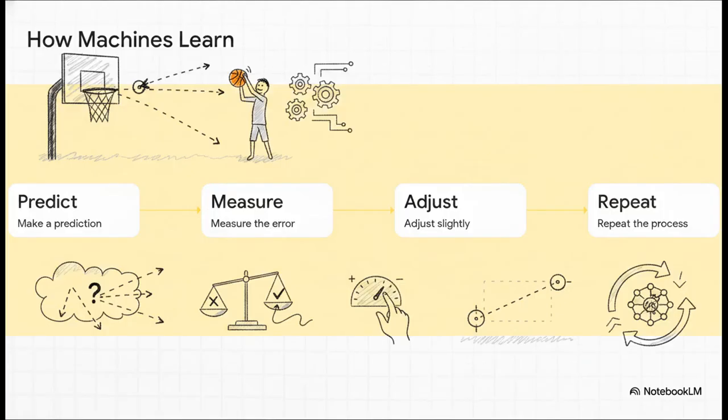But what does learning actually mean for a machine? It doesn't have emotions, right? Well, it's a lot like a person learning to shoot a basketball. You make a prediction, you take a shot, you miss, you measure your error, you adjust your angle slightly, and you try again. For an algorithm, it's the exact same process. Make a prediction, measure the error, adjust slightly, and repeat. It does this millions of times until it mathematically optimizes the perfect pattern.